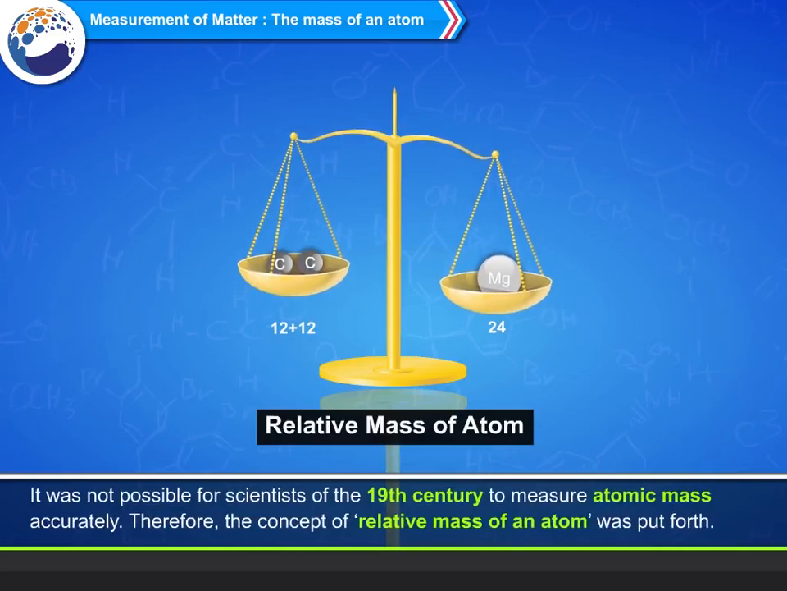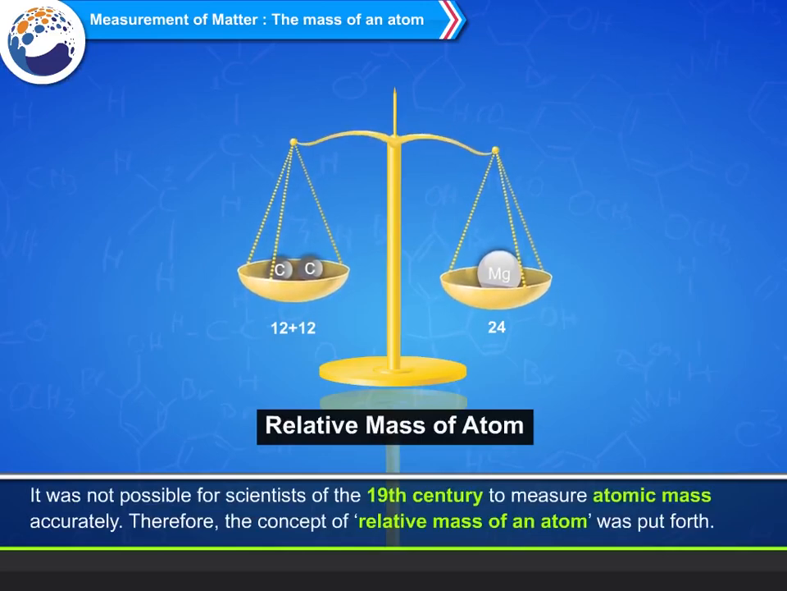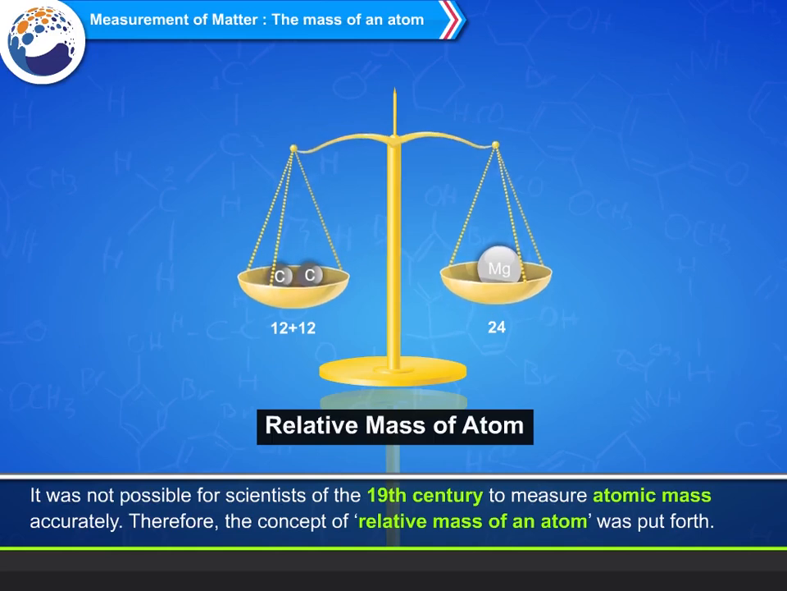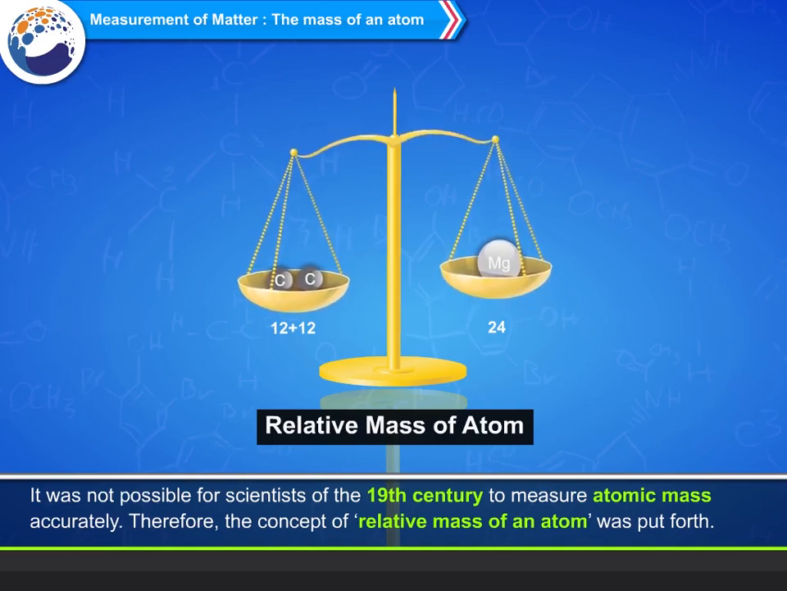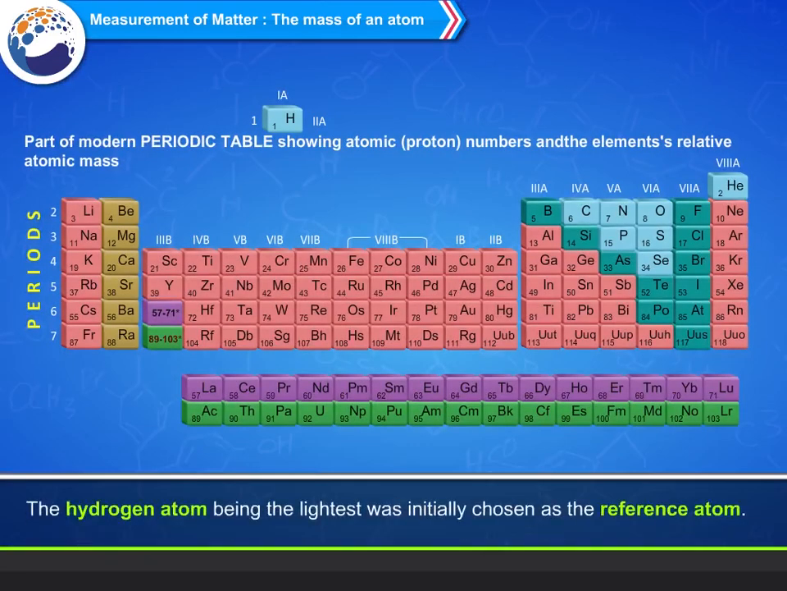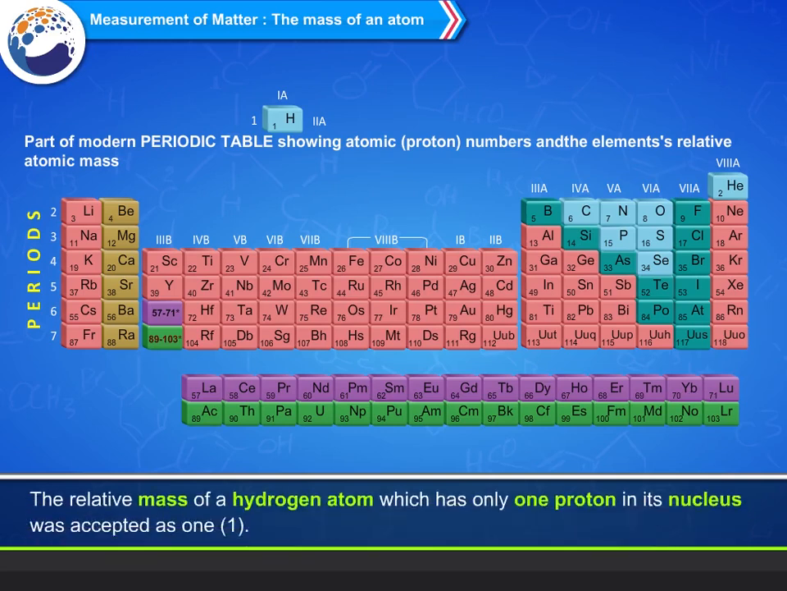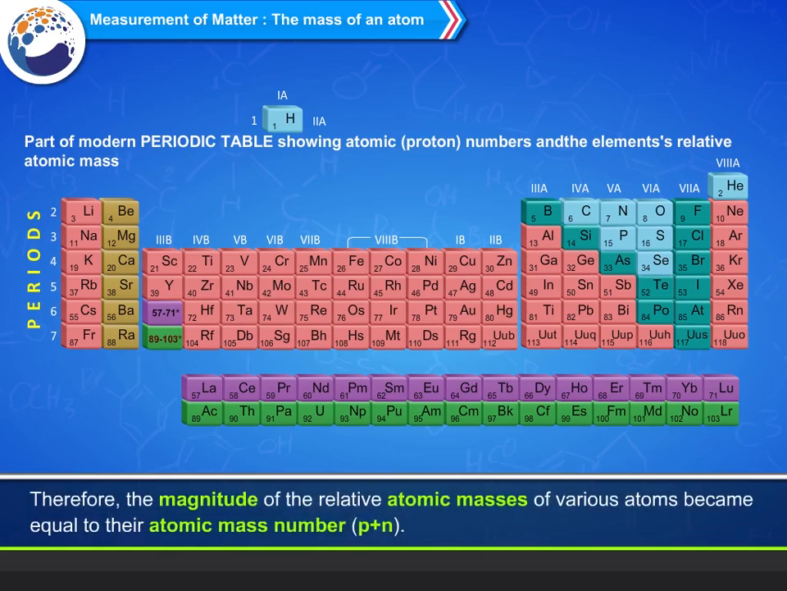It was not possible for scientists of the 19th century to measure atomic mass accurately. Therefore, the concept of relative mass of an atom was put forth. The hydrogen atom, being the lightest, was initially chosen as the reference atom. The relative mass of a hydrogen atom, which has only one proton in its nucleus, was accepted as 1. Therefore, the magnitude of the relative atomic masses of various atoms became equal to their atomic mass number, p plus n.